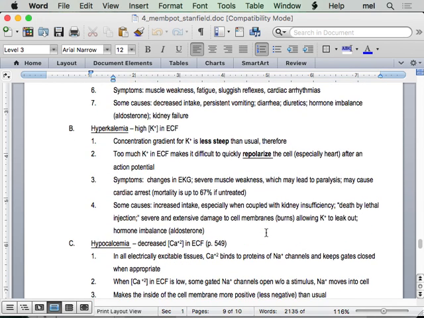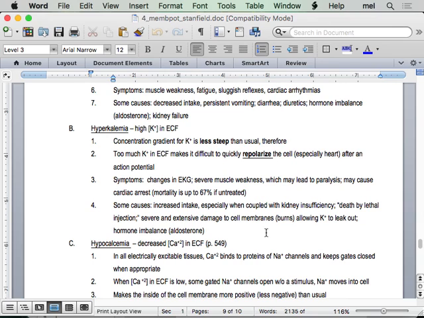Hyperkalemia is really interesting too. Hyperkalemia is what level of what where? High potassium in the ECF. Okay, so that means that the concentration gradient for potassium at rest is going to be less steep than it should be, right? It should be 30 to 1, but now it's 30 to 10, or 3 to 1, right? Makes sense?